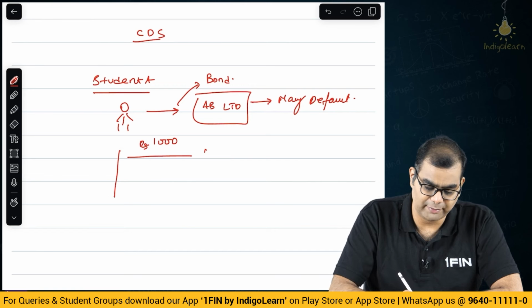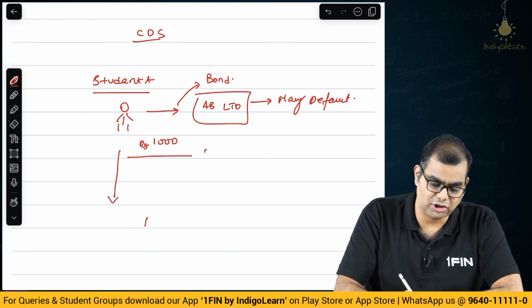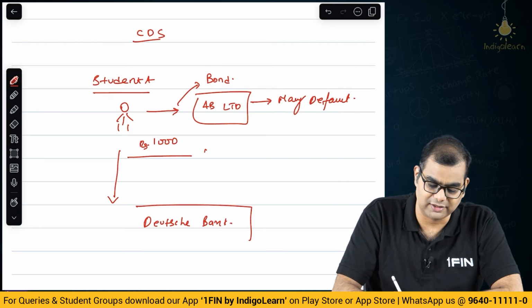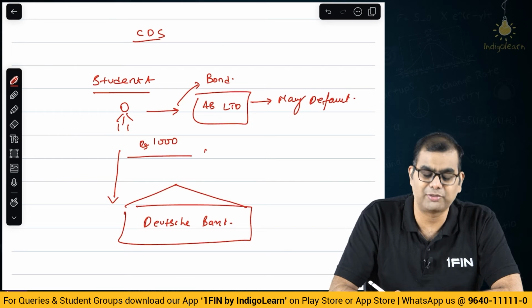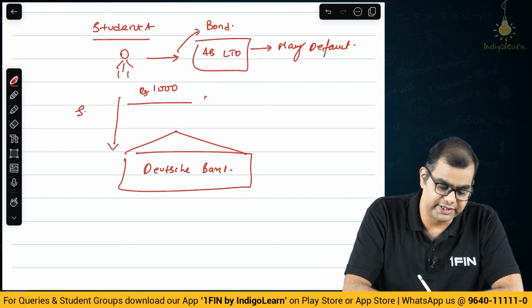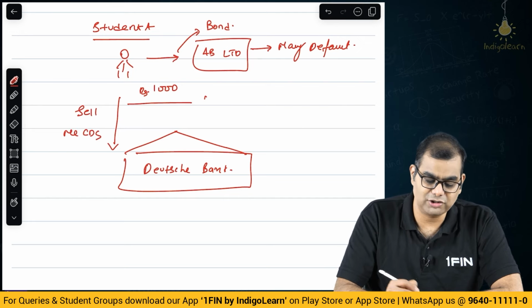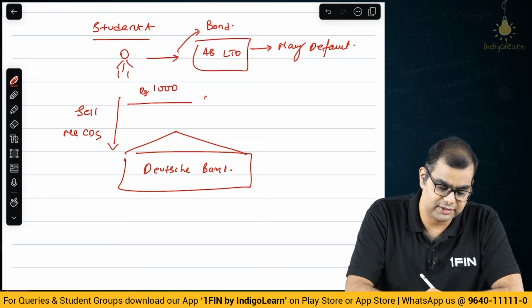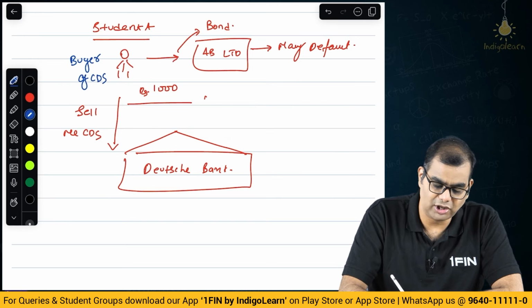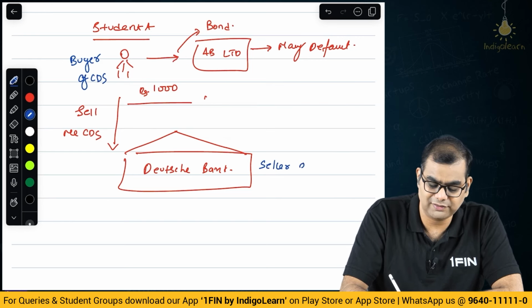what you do is you approach Deutsche Bank. Okay, Deutsche Bank doesn't do deals for all chutku 1000, okay, I'm just saying. You approach Deutsche Bank. You will say, sell me CDS. What is a CDS? Credit default swap. So, student A is buyer of CDS. Deutsche Bank is seller of CDS.